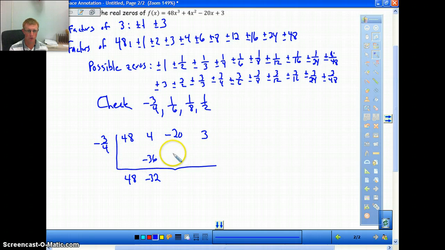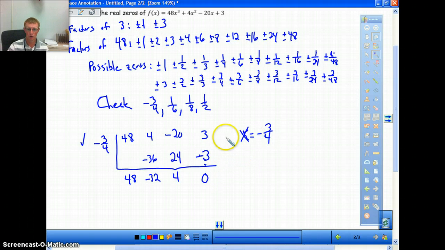-3/4 times -32 is +24. Add these together, we get +4. -3/4 times 4 is -3. Add those together, it's 0. Perfect. That means that x equals -3/4 is one of our zeros.